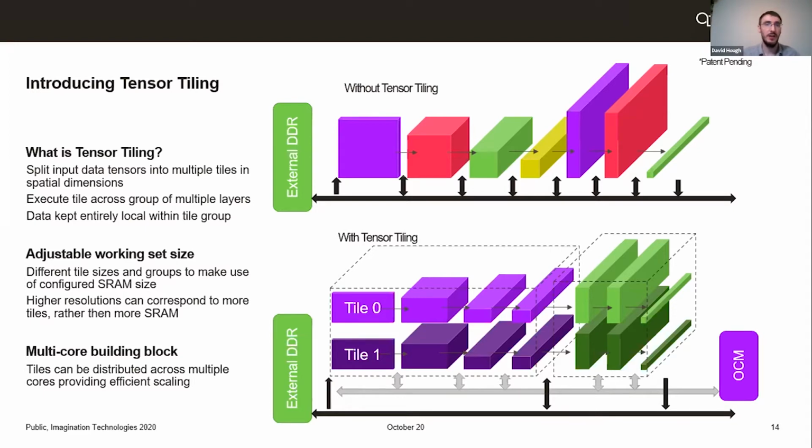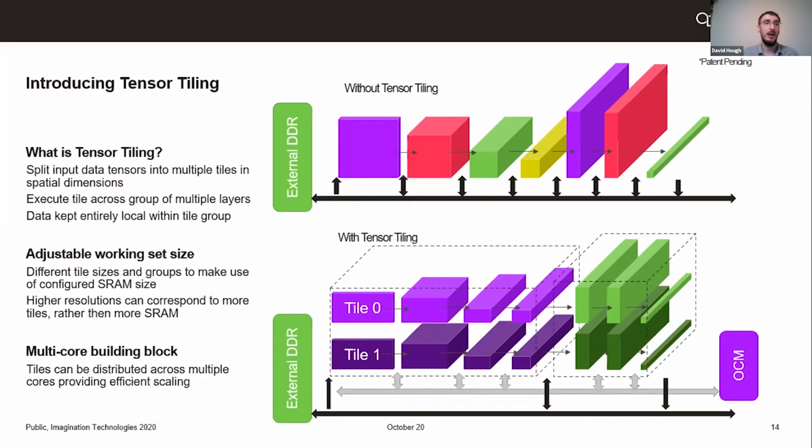Now, on the slide, the diagram at the top is showing a sequence of tensors generated by an example network, where it's not using tiling or local memory, and in that case, the complete tensors need to go back and forth to external memory after each layer. Whereas the diagram at the bottom is trying to show the same example, but this time using tiling. The input is split into two tiles, and then the network itself is split into two tile groups. Within an individual tile group, we can execute, say, tile 0 across all the layers within that tile group before coming back and executing tile 1 across all those layers.